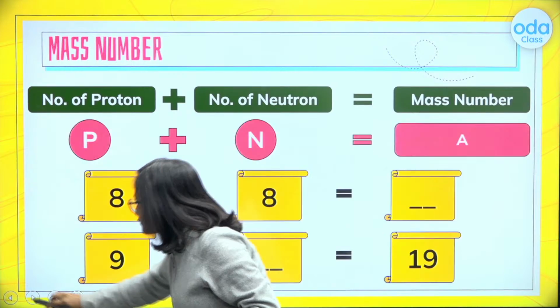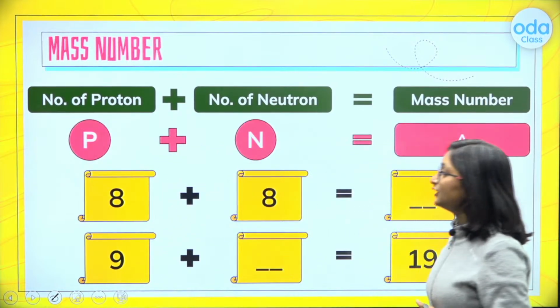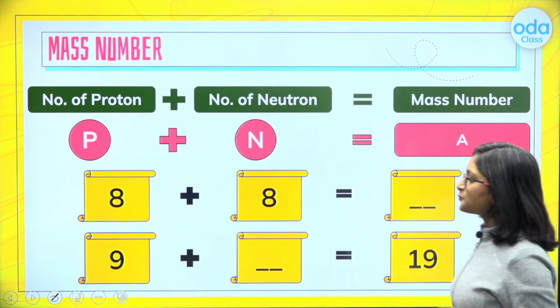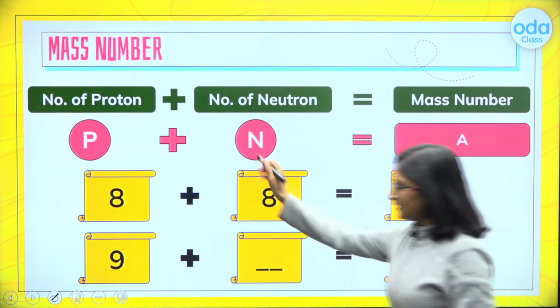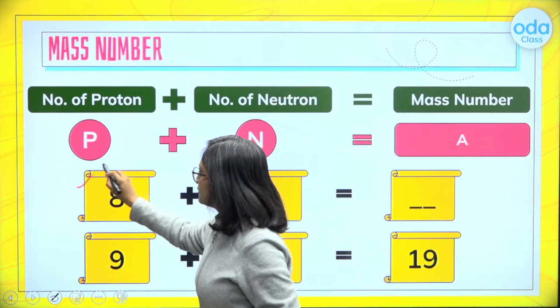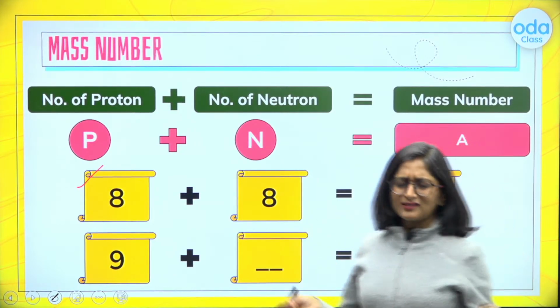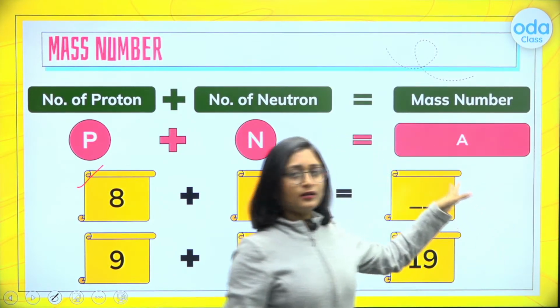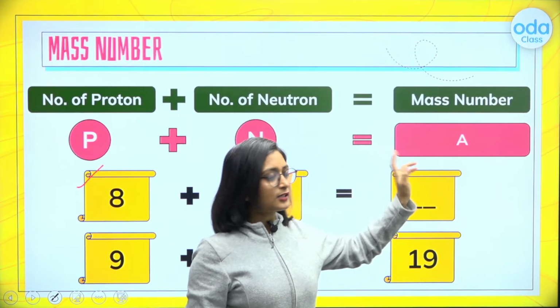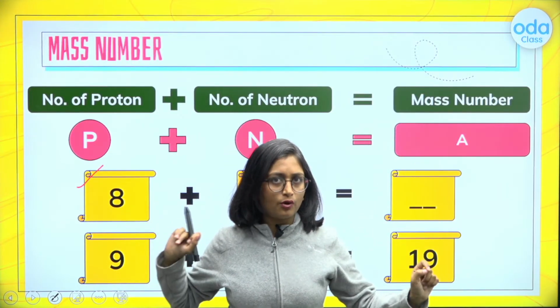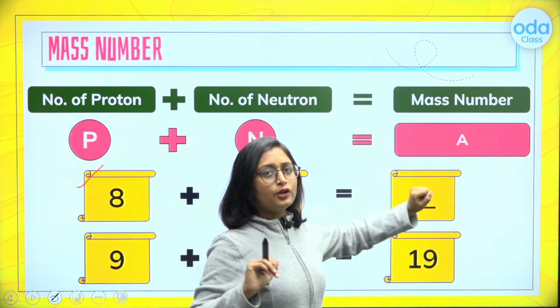Chalo, now solving the next one. Interesting one. In this question, the number of protons is given and the number of neutrons is given, so it is simple that you can find the atomic number as well as the mass number. Atomic number will be what? Number of protons. Now when you are finding the mass number, what will you have to do?